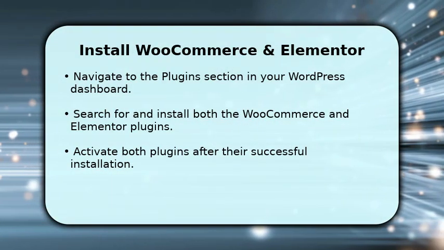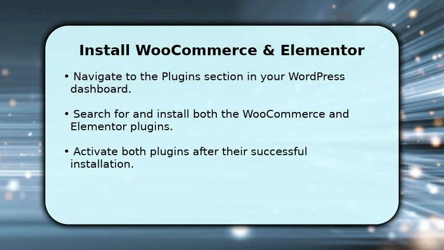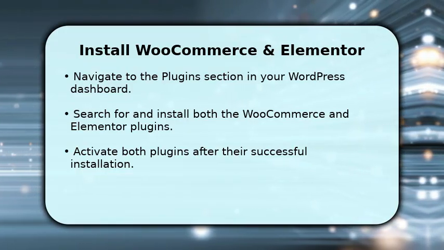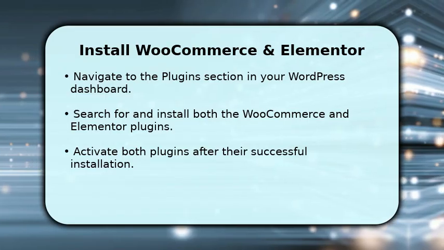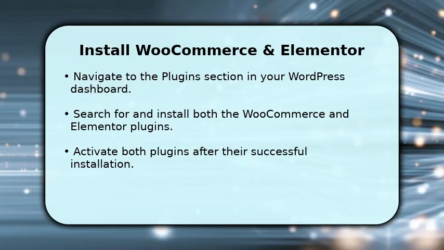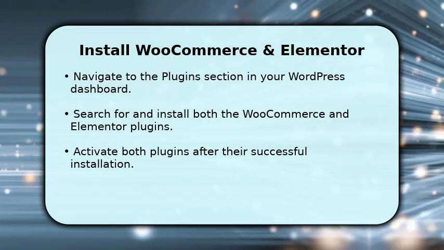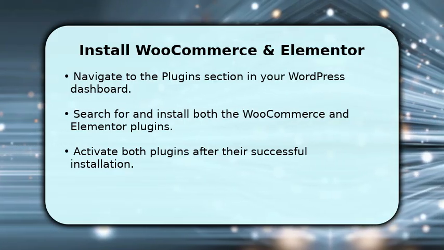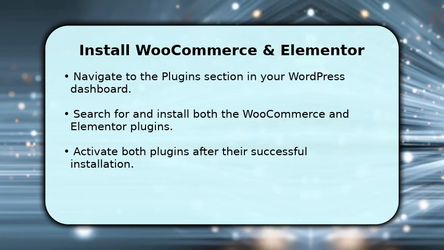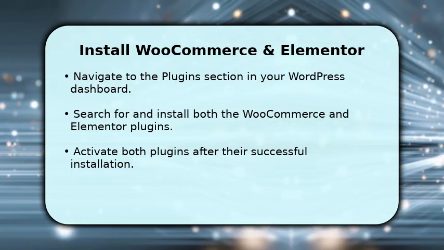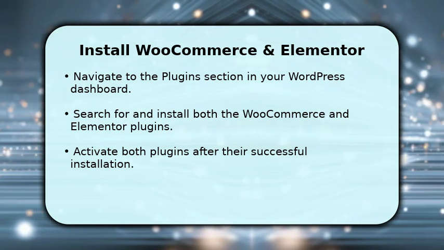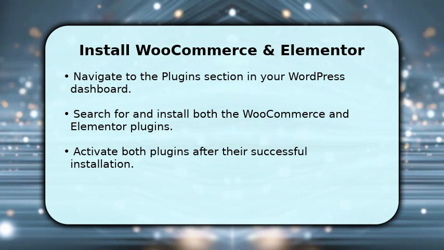Now that WordPress is ready, let's add the essential tools. Head over to the Plugins section in your WordPress dashboard. Here, you will search for WooCommerce and Elementor. Install both of these powerful plugins. WooCommerce transforms your site into an online store, while Elementor provides intuitive drag-and-drop page building. Remember to activate both plugins immediately after installation to ensure they are fully functional.